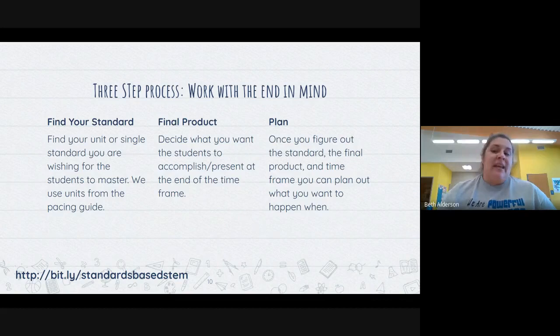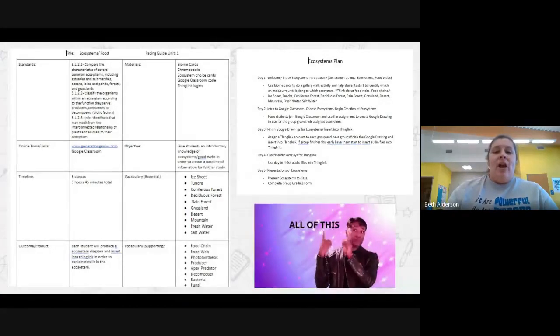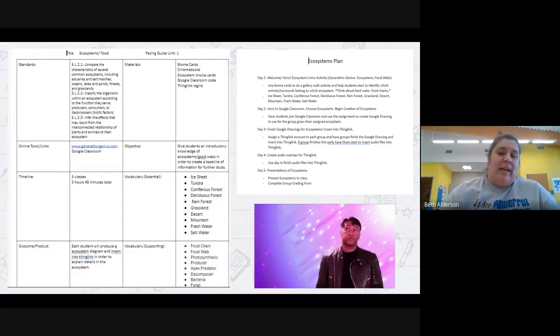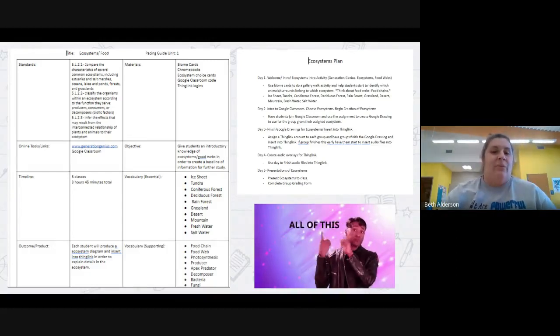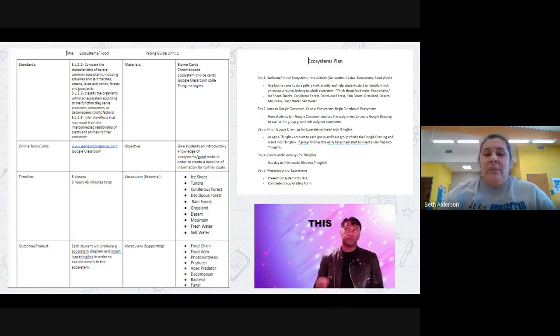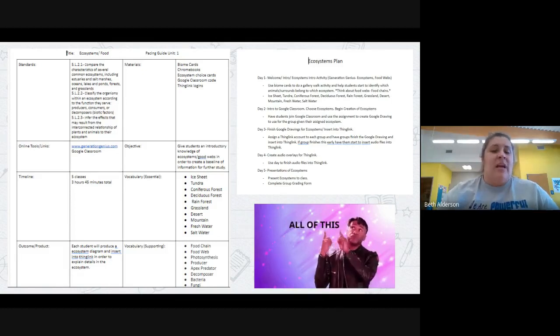Okay, once you figure out the standard and the final project, you need to frame it in a way that you can use in your classroom. So here I have done some examples for you. This is literally my ecosystem food lesson plan, right? So the way I do it is I put my standards in there, the materials I'm going to need, my online tools that I'm going to use, the objective of what I'm doing. Then I do a timeline.